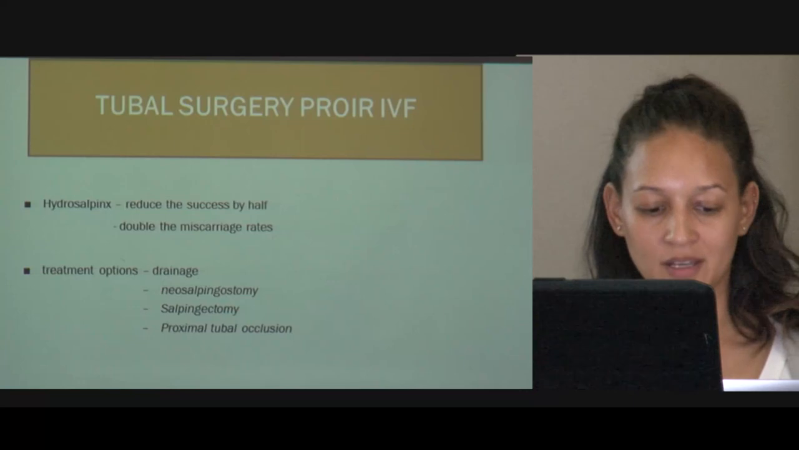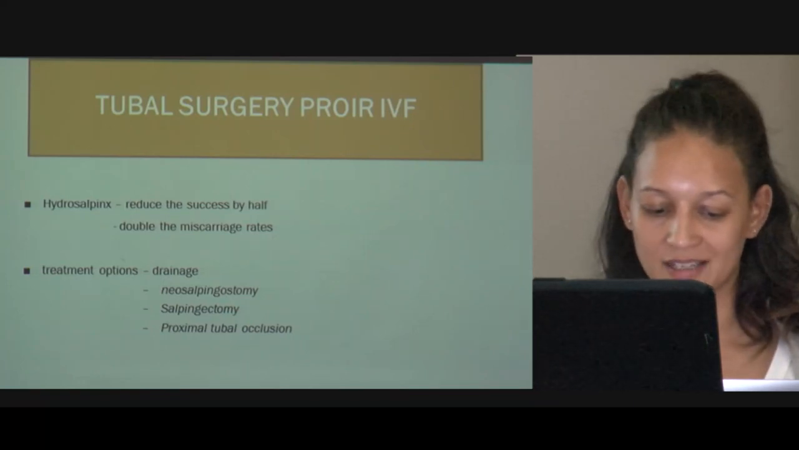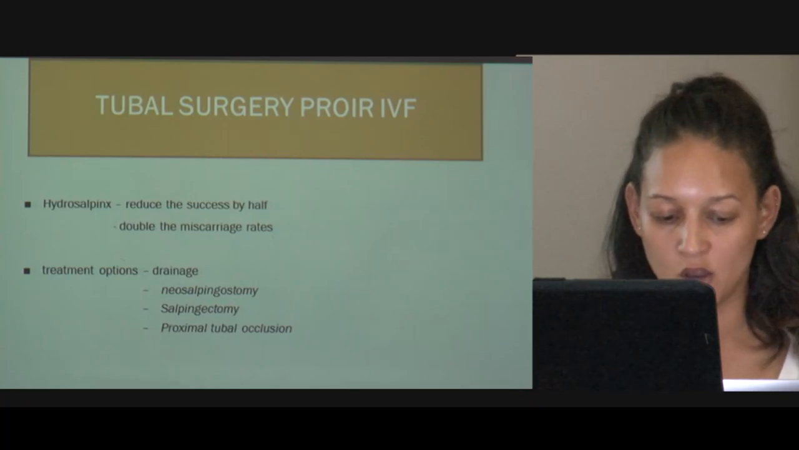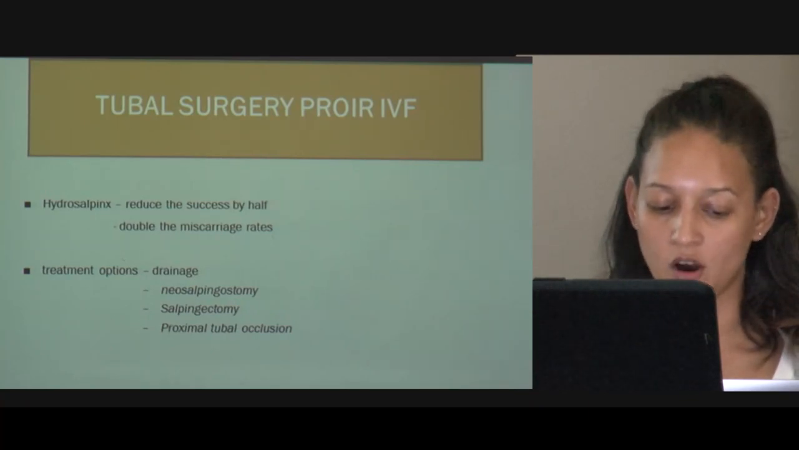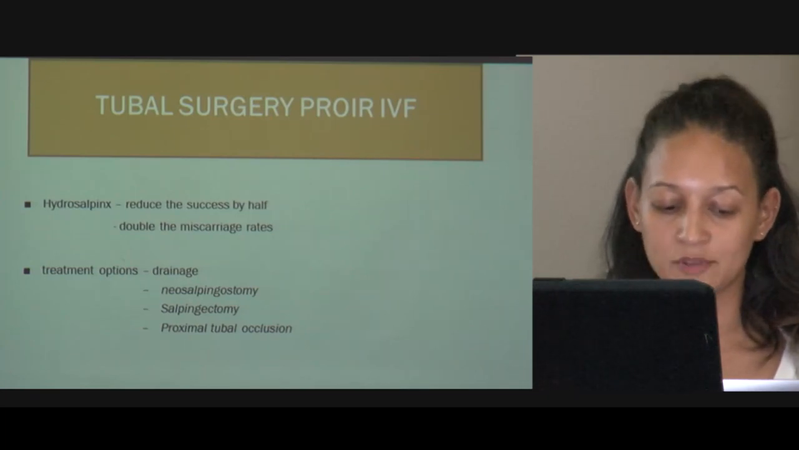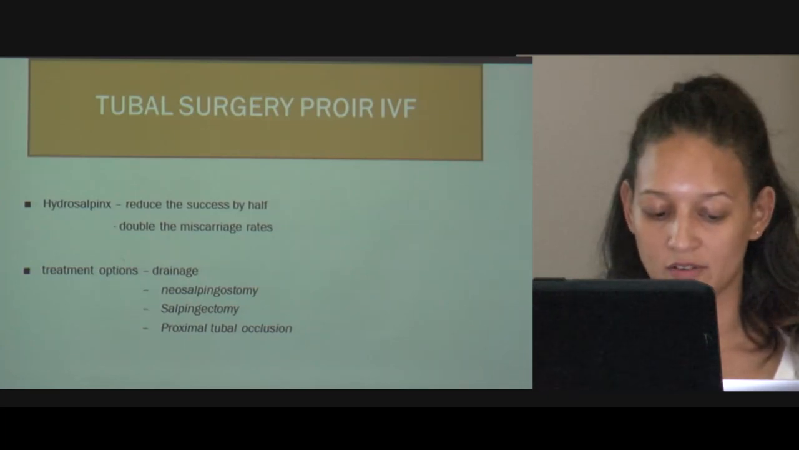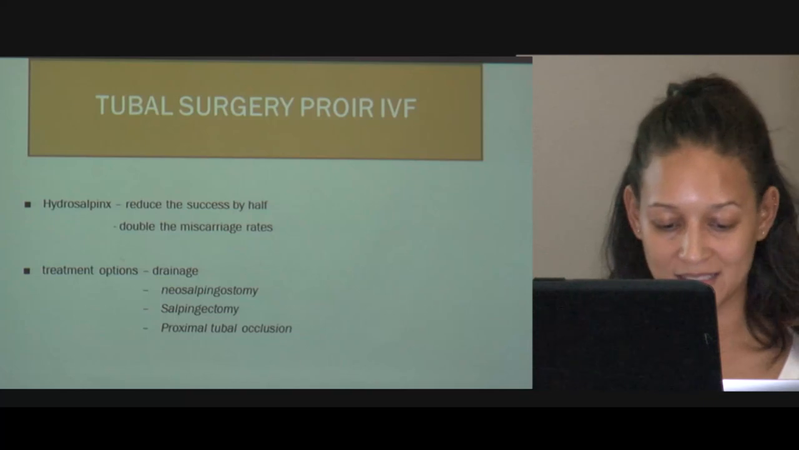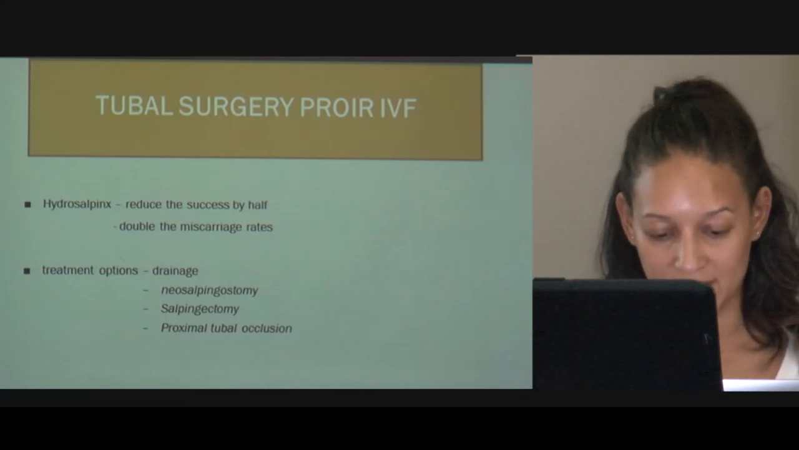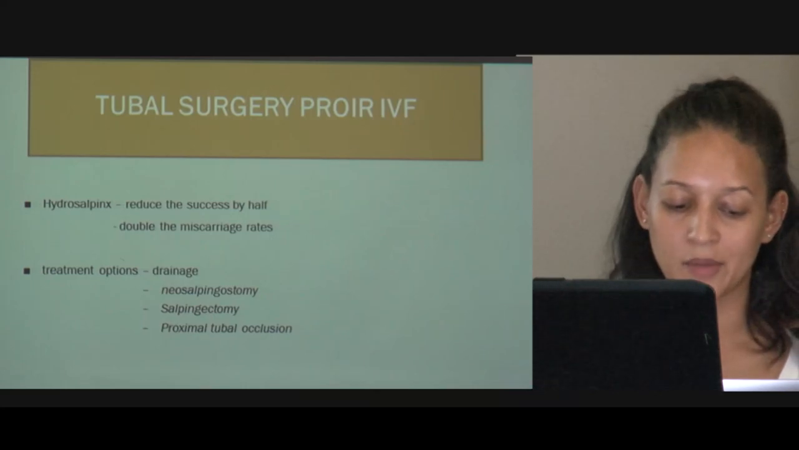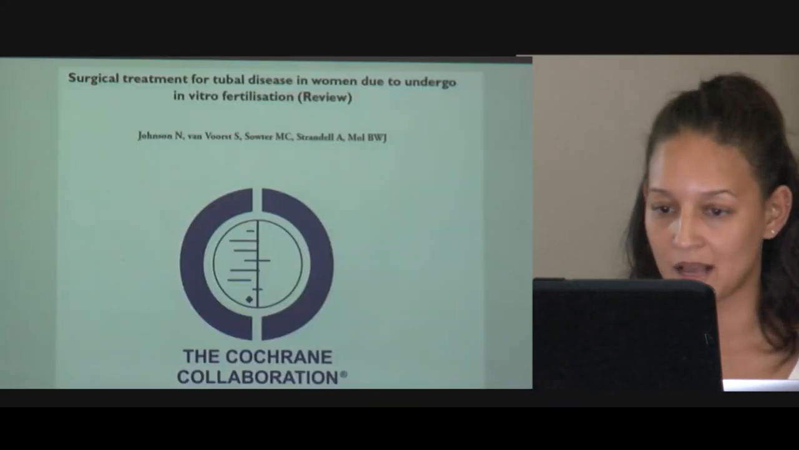Numerous studies have shown that hydrosalpinges have a negative effect on pregnancy and IVF success rates. Women with hydrosalpinges have half the pregnancy, implantation, and delivery rates, and up to twice the incidence of spontaneous abortions after IVF and embryo transfer. Current practice is that salpingectomy and proximal tubal occlusion are recommended for the treatment of hydrosalpinges.